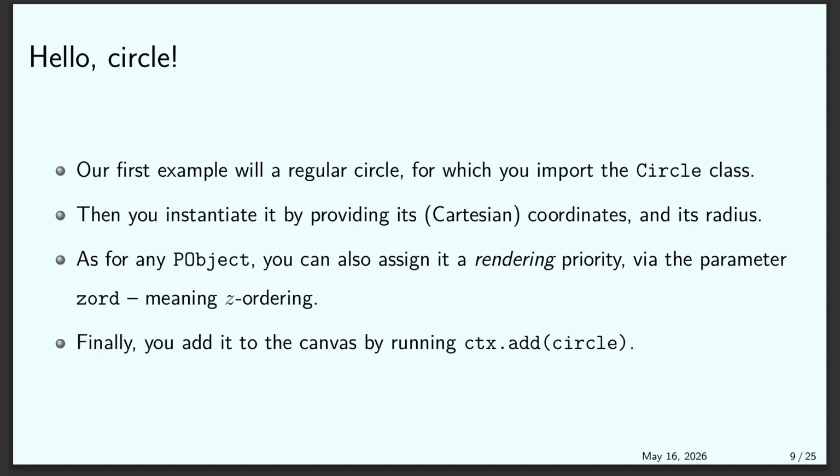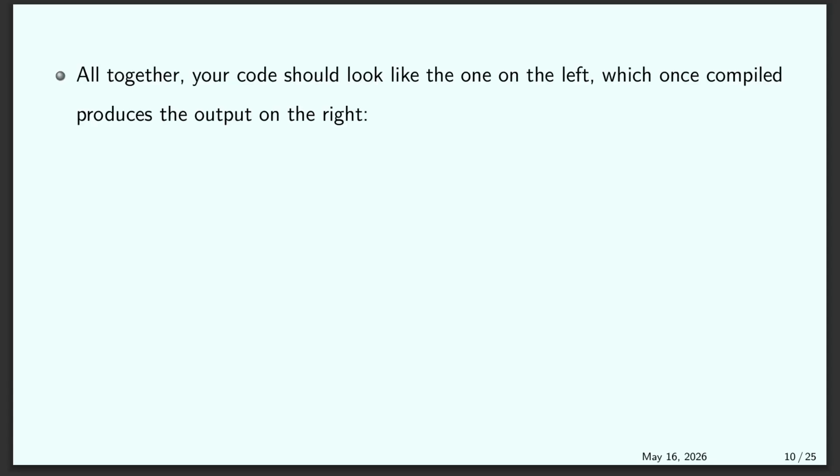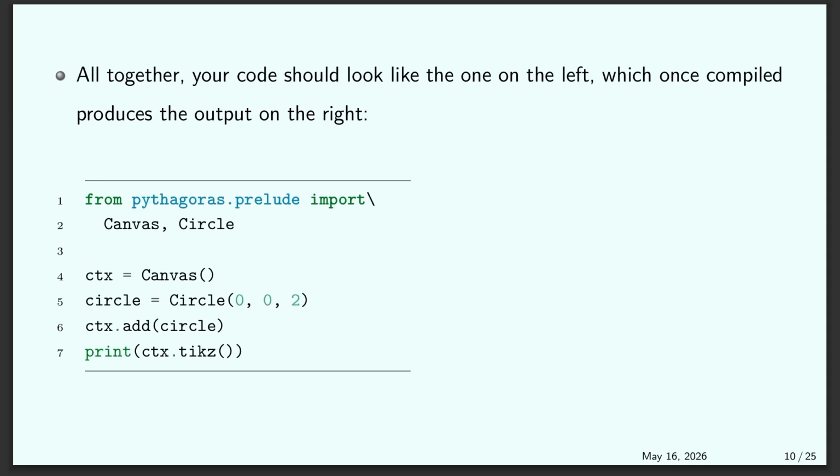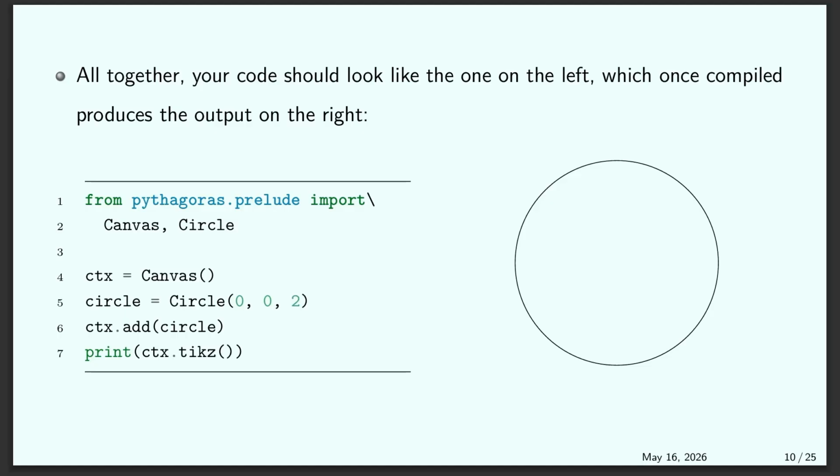And then what you do is ctx.add circle, or whatever object you have. In this case, it's a circle because this is an example. On the left, I'm going to put the code, and on the right is going to be the compiled result. Here you see from Pythagoras prelude, for this canvas and circle, I create ctx, meaning the canvas, and then make a circle located at 0, 0 with a radius of 2. And then I do ctx.add circle. At the end, I print the TikZ figure of the thing. It's a very small one because, I mean, it's a circle, but here it is. It works perfectly fine.